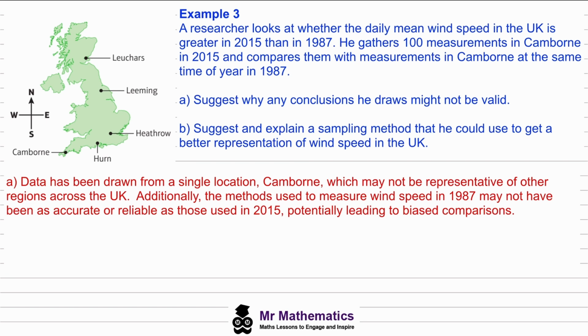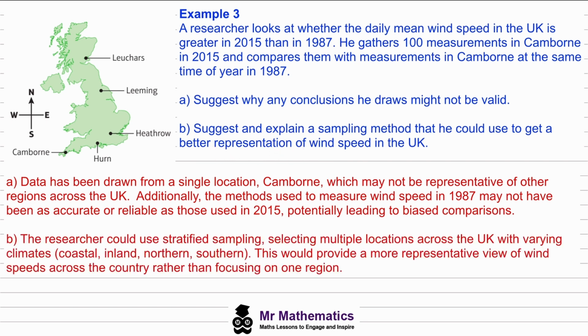Part B suggests a sampling method that could be a better representation. Well, the researcher could use stratified sampling, selecting multiple locations across the UK with varying climates, coastal, inland, northern, or southern, and this would provide a more representative view of wind speeds across the country rather than focusing on one region.